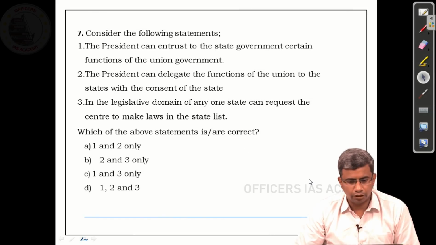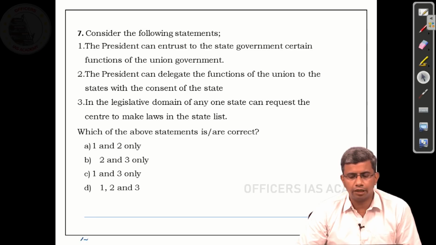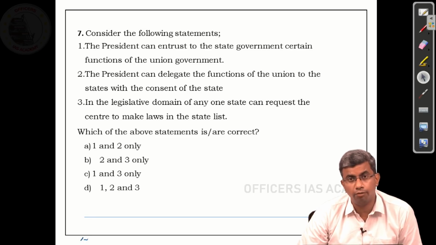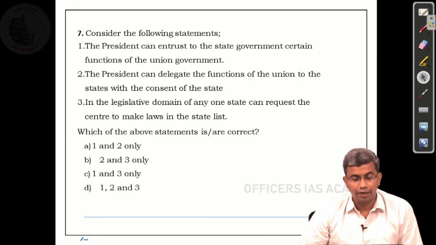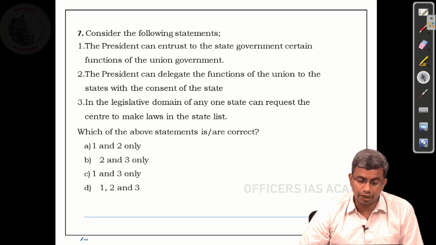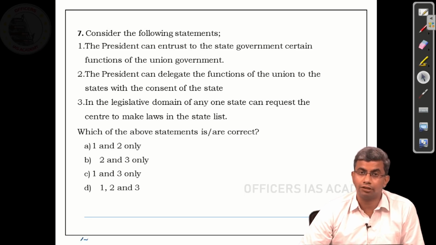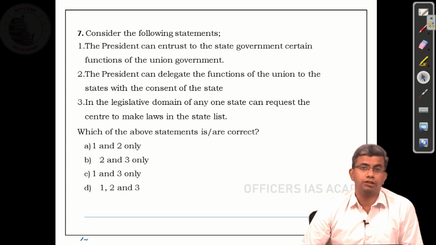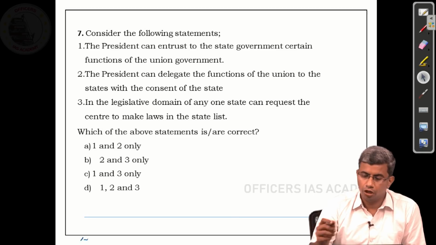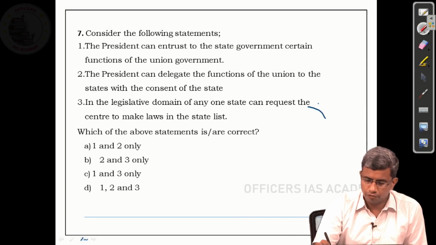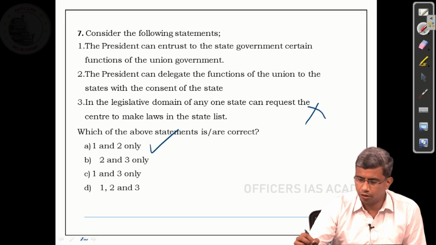Moving on, consider the following statements. The President can entrust to the state government certain functions of the Union government. Yes, he can. The President can delegate the functions of the Union to the states with the consent of the state. Yes, he can. In the legislative domain, any one state can request the centre to make laws in the state list. The third statement is wrong because there should be at least 2 or more states under Article 252 which has to request the Parliament to make a law on the state list. So the third statement is wrong. First and second statements are correct. So the correct answer is A, 1 and 2 only.